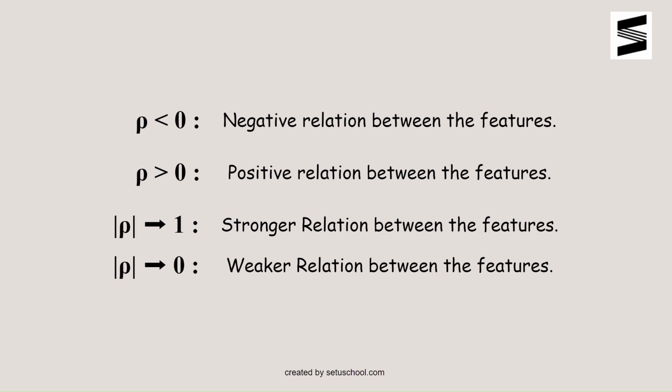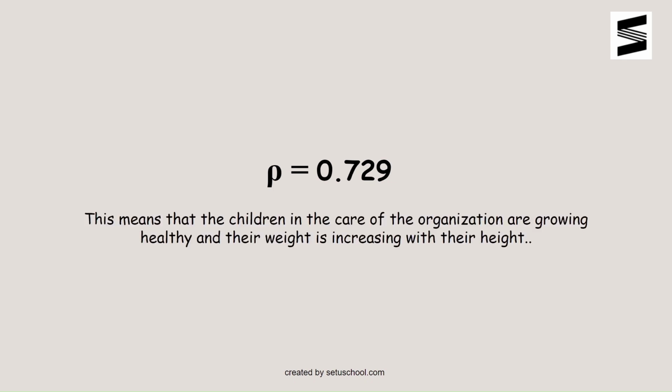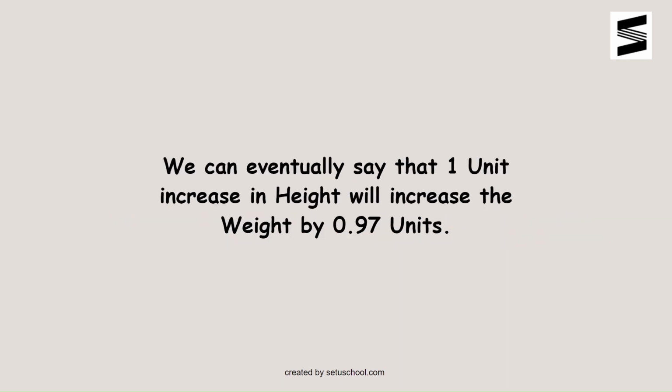Now, why can't we say that if rho is 0, there is no relation among the features? We will discuss this in a future video. Thus, here the correlation coefficient of 0.73 suggests that the children in the care of the organization are growing healthy and their weight is increasing with their height. We can eventually say that a 1 unit increase in height will increase the weight by 0.97 unit. And how are we actually telling this? We will cover it in a future video when we discuss linear regression.